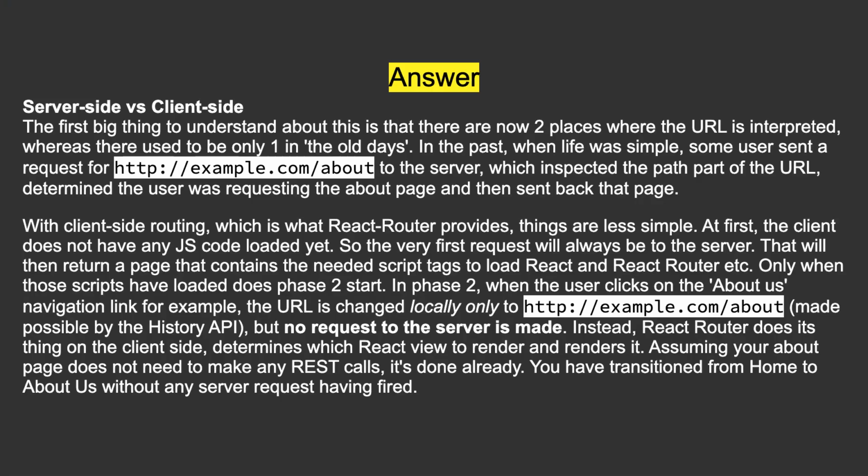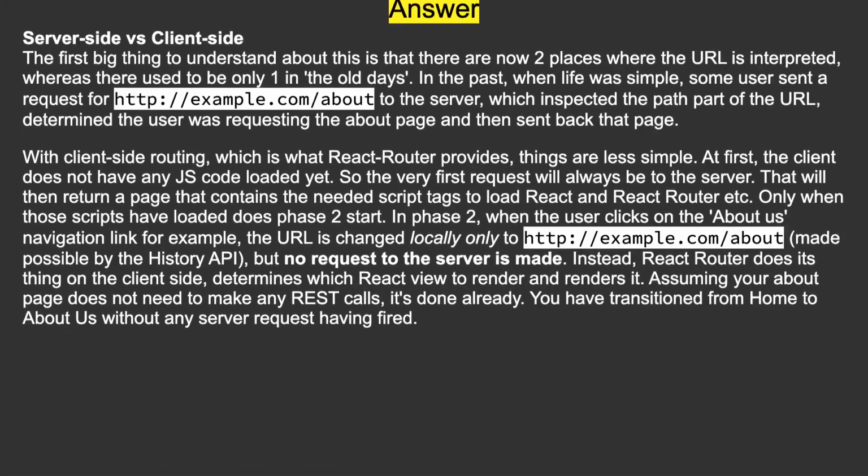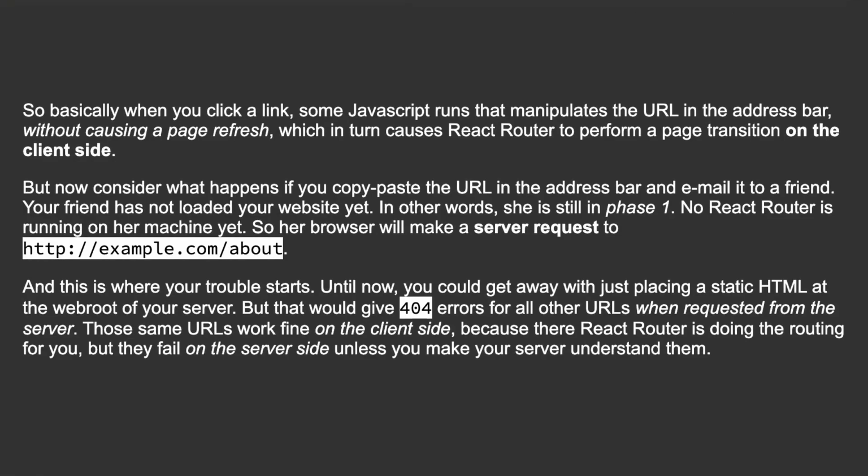Instead, React Router does its thing on the client side, determines which React view to render and renders it. Assuming your About page does not need to make any REST calls, it's done already. You have transitioned from home to About Us without any server request having fired. So basically when you click a link, some JavaScript runs that manipulates the URL in the address bar, without causing a page refresh, which in turn causes React Router to perform a page transition on the client side.